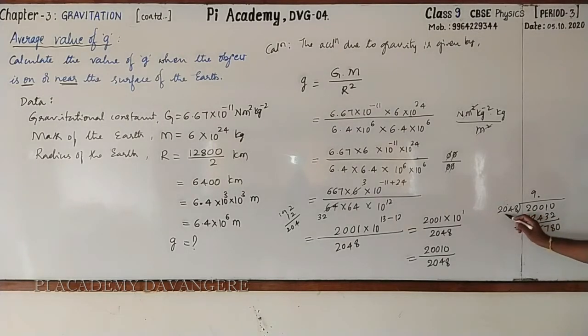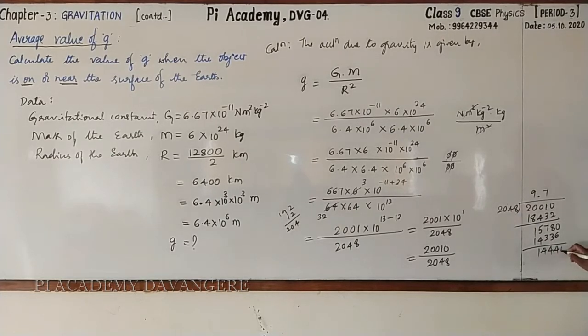Then 2048, how much are? It will be approximately equal to, we can take 7, right? 7 8s are 56. 5 is the carry. 7 4s are 28 plus 5, 33. 3 is the carry. This is 3. 7 2s are 14. 10 minus 6 is 4. Then 7 minus 3 is 4. Then 7 minus 3 again 4. This is 1.